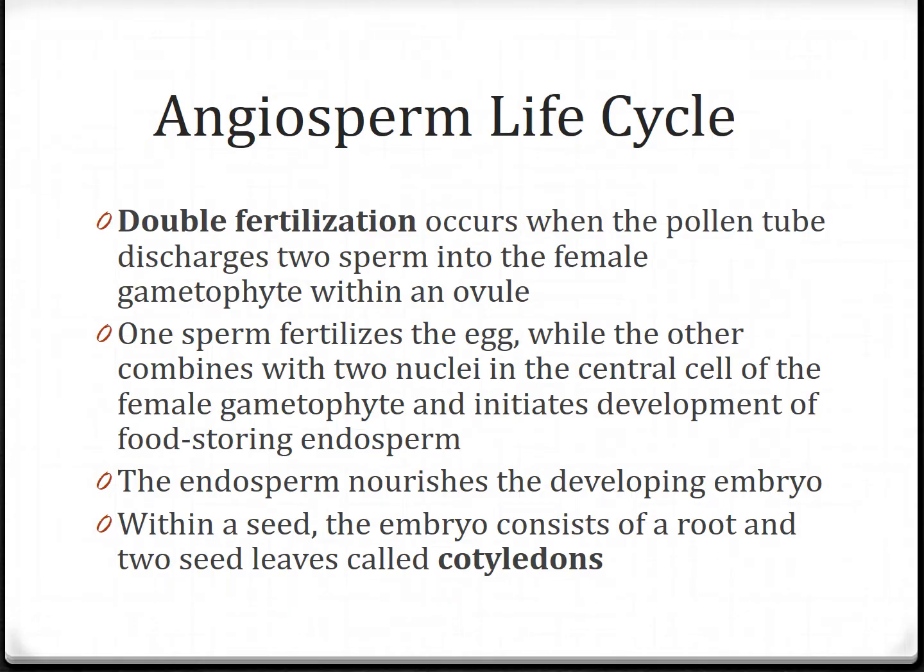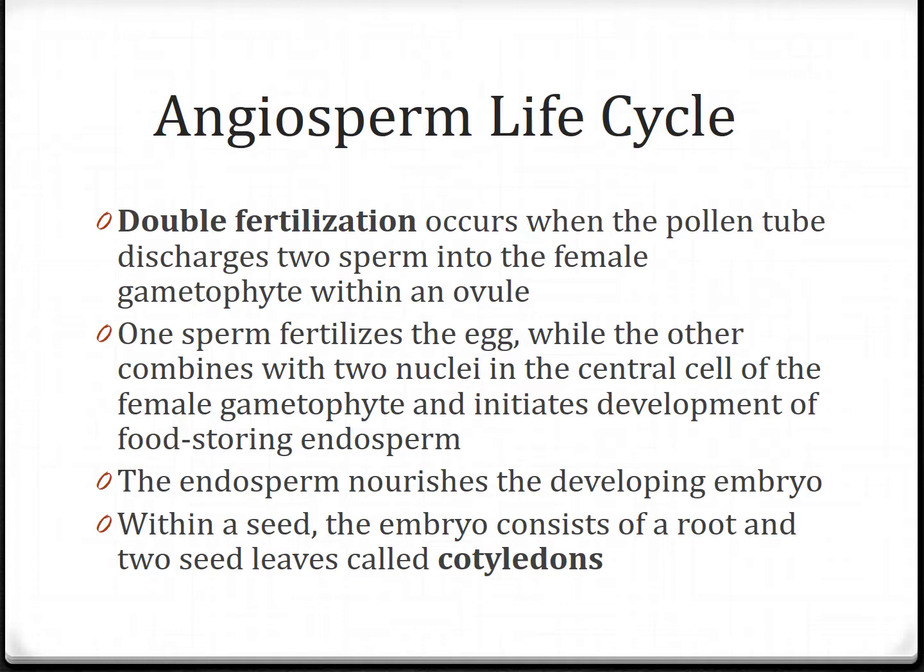So in the angiosperm life cycle, we're looking at how the angiosperm goes through reproduction. There's a double fertilization process that occurs in which the pollen tube is going to discharge 2 sperm into the female gametophyte. The first sperm is going to fertilize the egg just like normal. And the second one combines with 2 nuclei in the central cell of the gametophyte, which will then make this food storing area, which is called the endosperm. And the job of the endosperm is to nourish that developing embryo.